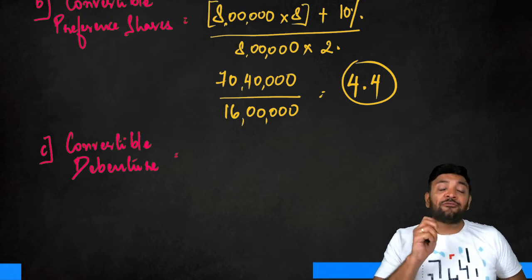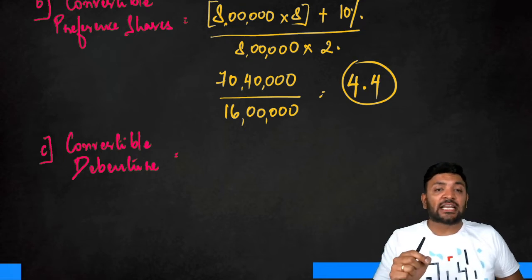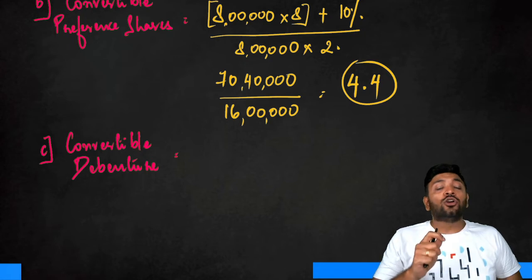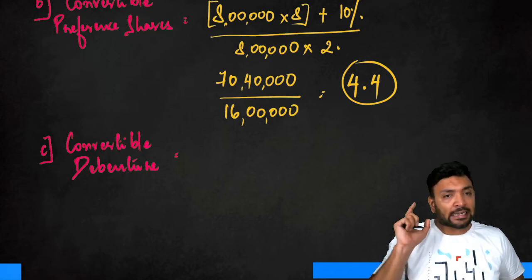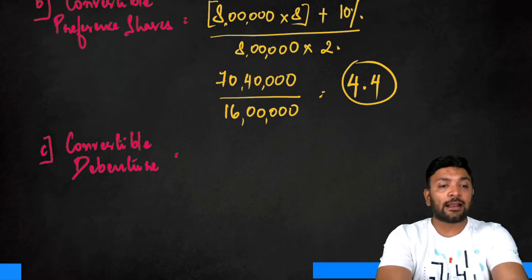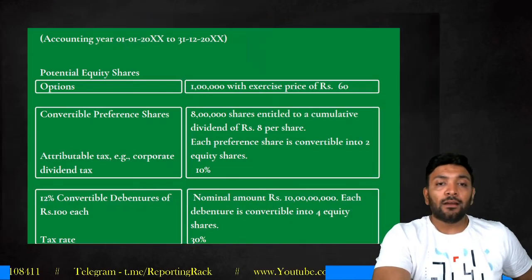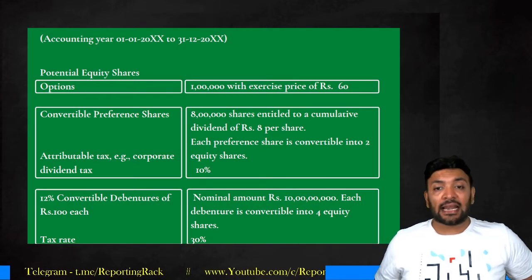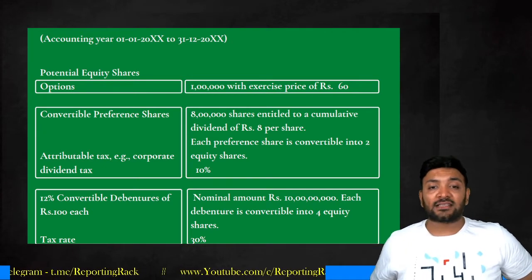Increase in PACE. If your debenture converts into equity shares, what will be the increase in profits available to equity shareholders? To the extent of debenture interest. Correct? What is the debenture interest? Go back to the question and check once again. Debenture interest is nothing but 12% on 10 crore, that is 1 crore 20 lakhs.